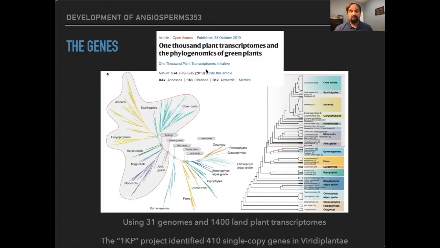The first question was which genes to pick. We turned to the 1000 plant transcriptome, or 1KP project. They had been working on a phylogeny of all green plants using a set of 410 nuclear coding genes that appeared to be single copy in all of Viridiplantae. Their phylogenetic analysis was impressive, so we knew that these genes would be useful for deep phylogenetics in angiosperms.